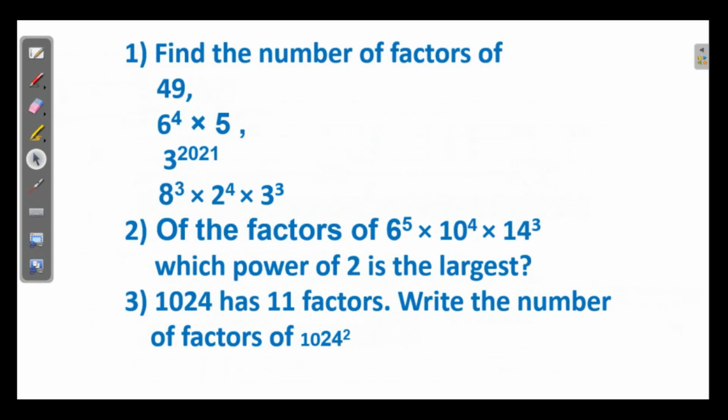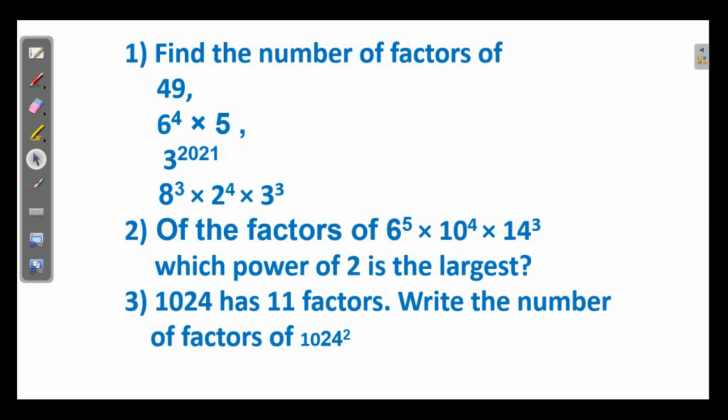Okay, now answer this question. Find the number of factors of 49, 6 raised to 4 into 5, 3 power 2021, 8 power 3 into 2 raised to 4 into 3 cube. You can write that. Of the factors of 6 power 5 into 10 power 4 into 48 cube, which power of 2 is the largest? You can make this a product of prime numbers and you can find out the answer.